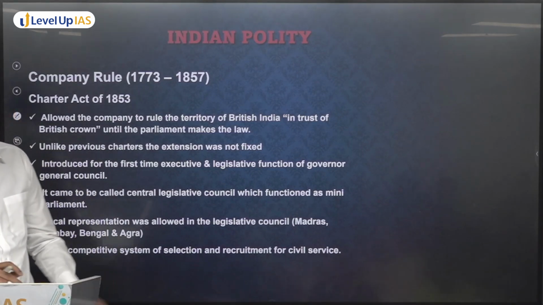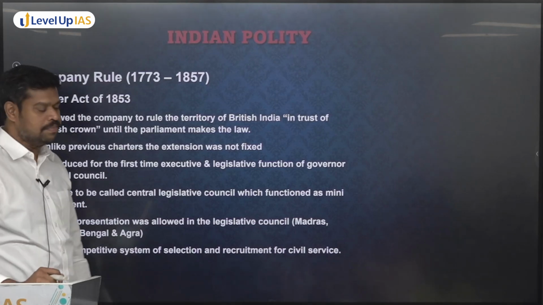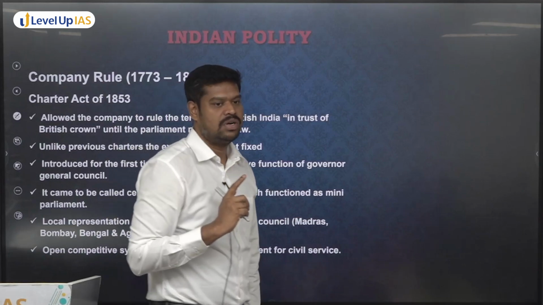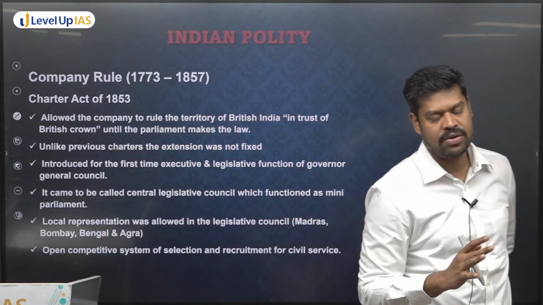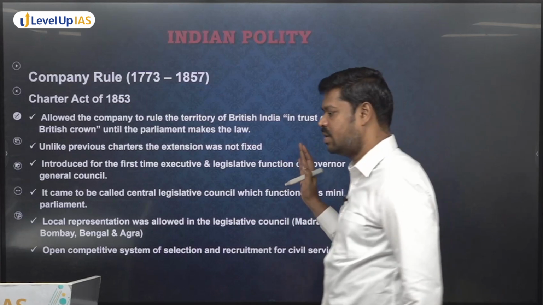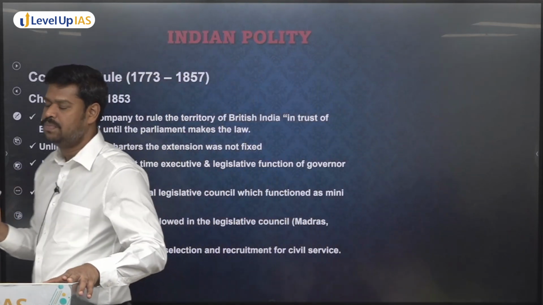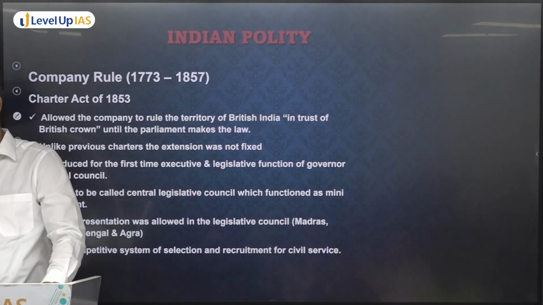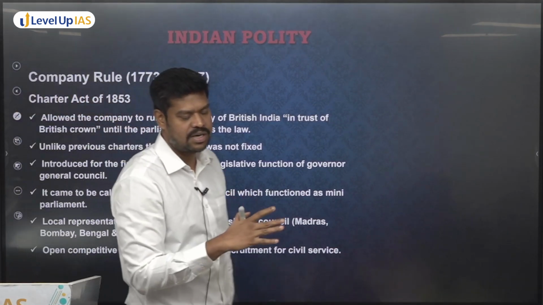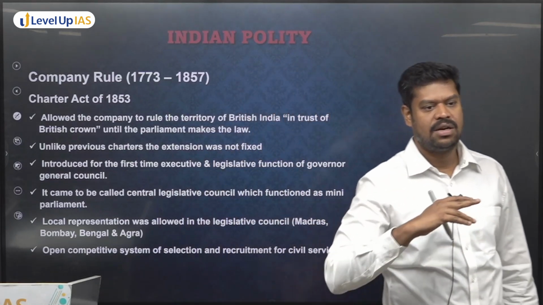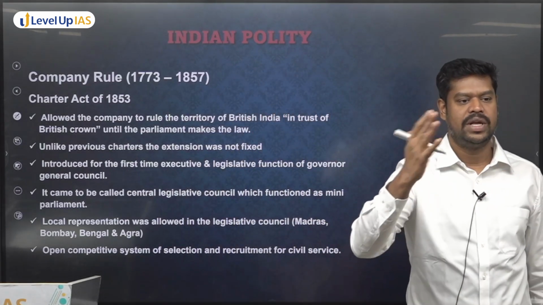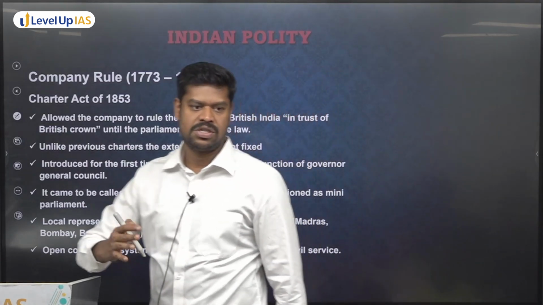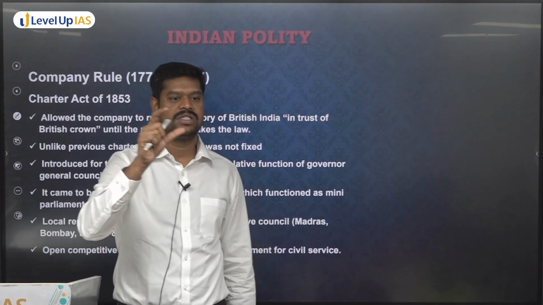All right. So please come to the next thing, that is the Charter Act of 1853. The Charter Act of 1853 is the final act with regard to the company rule during British India. Now, the basic difference between the other Charter Acts and the Charter Act of 1853 is that the Charter Acts before 1853 extended the life of the company by 20 years. But this is the first Charter Act which said that the company would carry out the administration on behalf of the British Crown, but without specifying a fixed time limit.